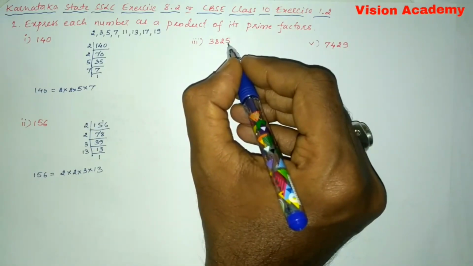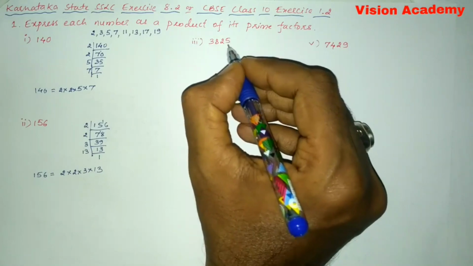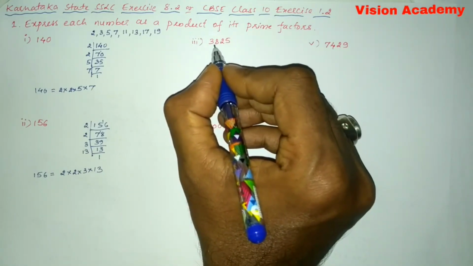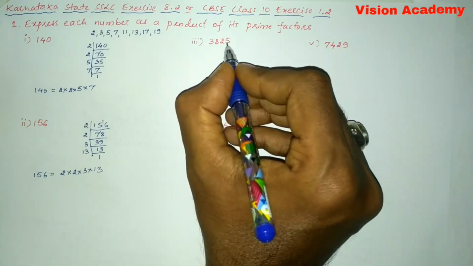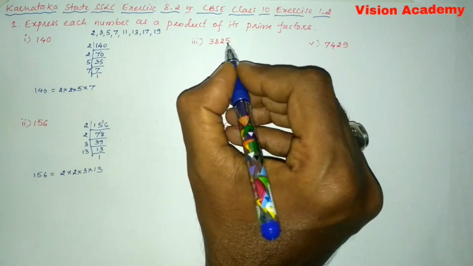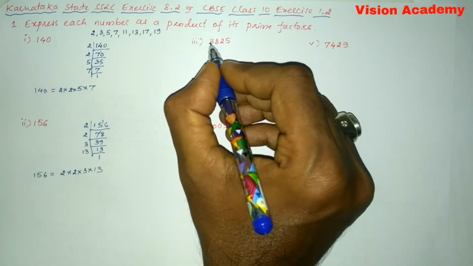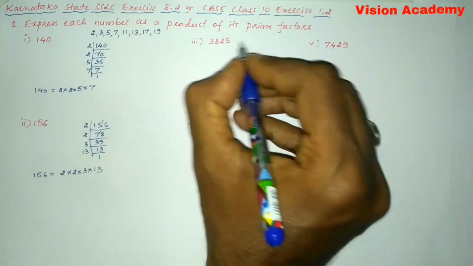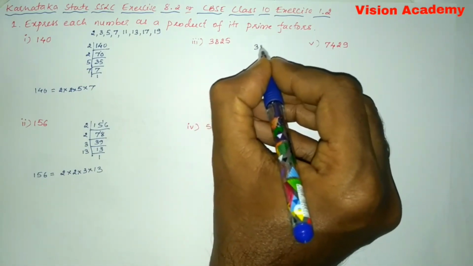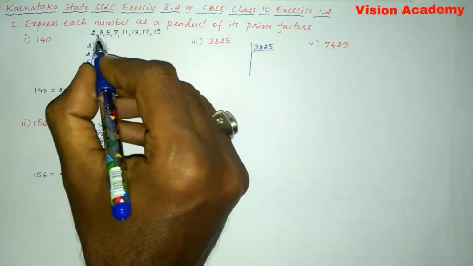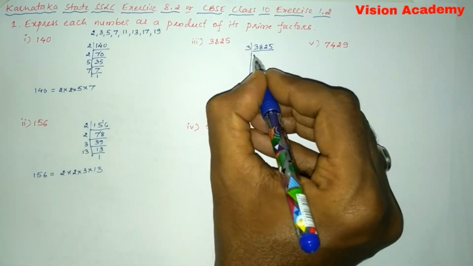Now let us move on to Roman number 3, that is 3825 is given. It is ending in 5. So even though it is ending in 5, if we add all of these digits, the sum of digits of the given number is divisible by 3. 5 plus 2 is 7, 7 plus 8 is 15, 15 plus 3 is 18, 18 is divisible by 3. Let us divide this number by 3 first, the prime factor 3.